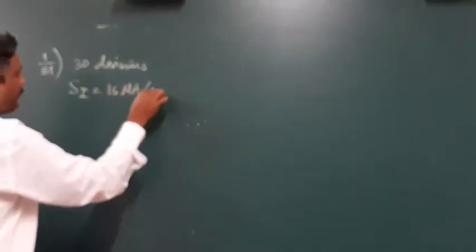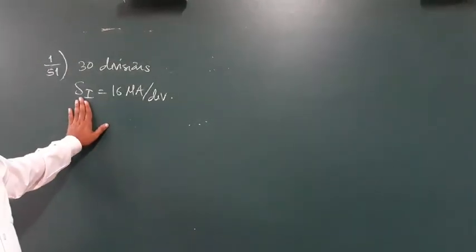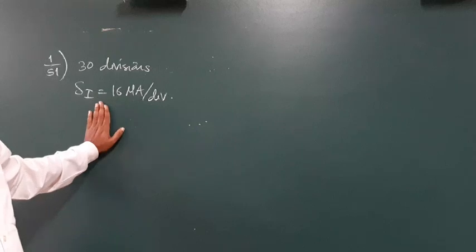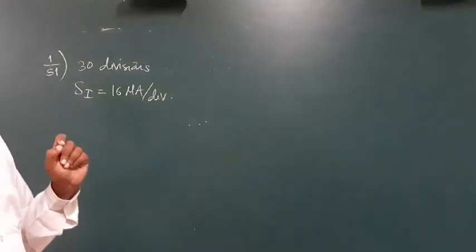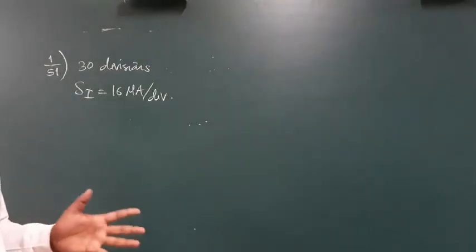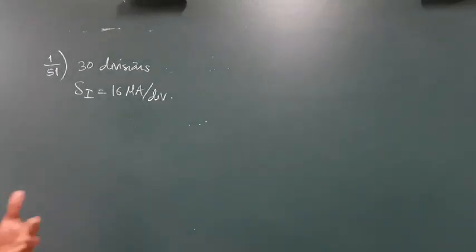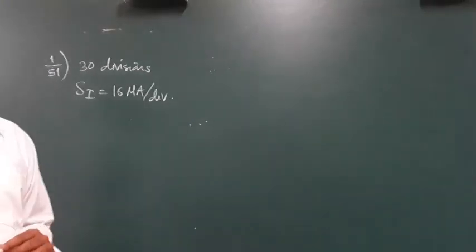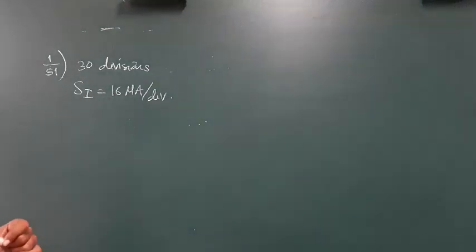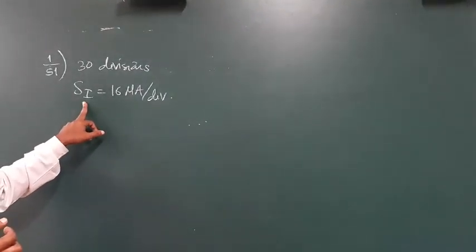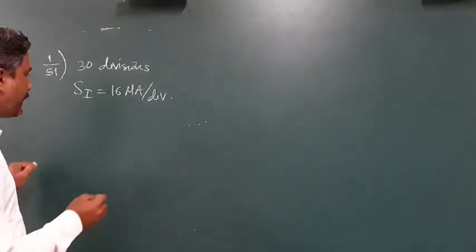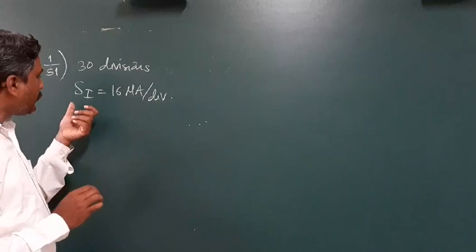Galvanometer has 30 divisions and its current sensitivity is 16 microampere per division. Current sensitivity is defined as a ratio of deflection to current. If a little amount of current flows through a galvanometer and it shows a large deflection, then we say that galvanometer is more sensitive. There are two types of sensitivities: one is current sensitivity and the second is voltage sensitivity. Current sensitivity is shown by SI and voltage sensitivity by SV.